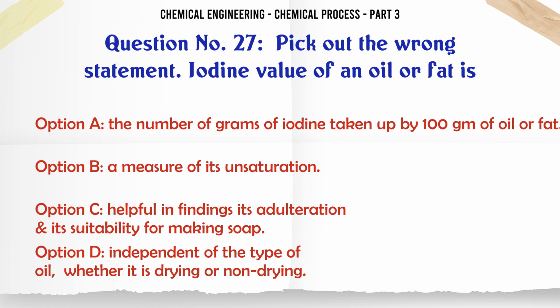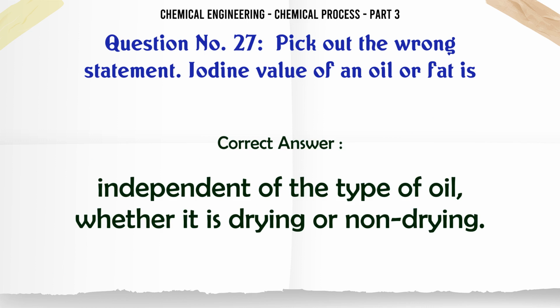A measure of its unsaturation. C. Helpful in finding its adulteration, its suitability for making soap. D. Independent of the type of oil whether it is drying or non-drying. The correct answer is independent of the type of oil whether it is drying or non-drying.